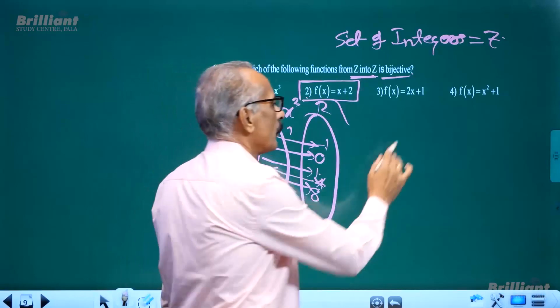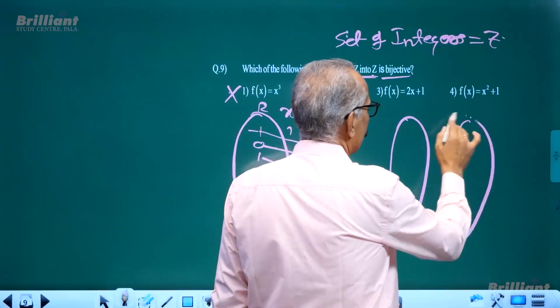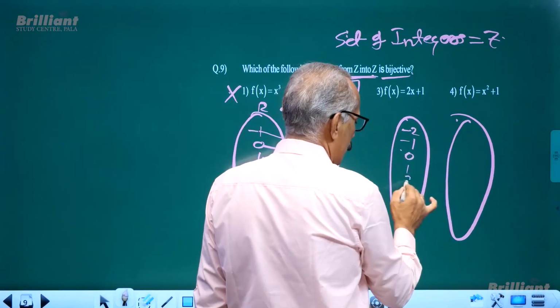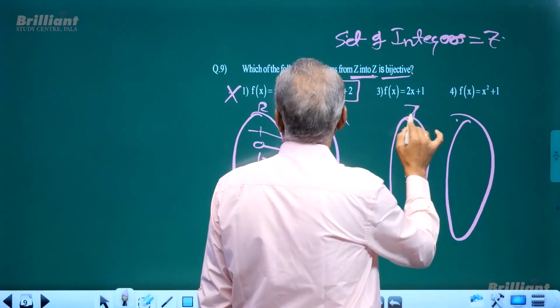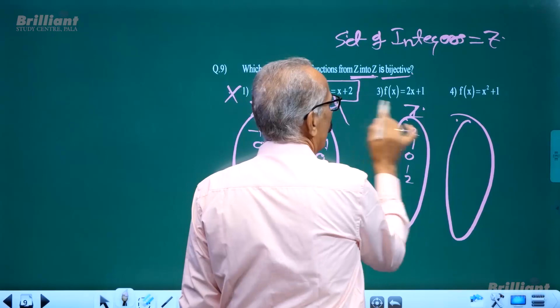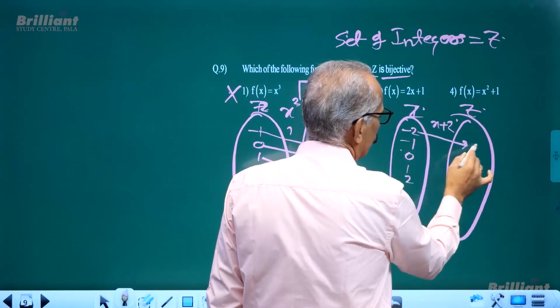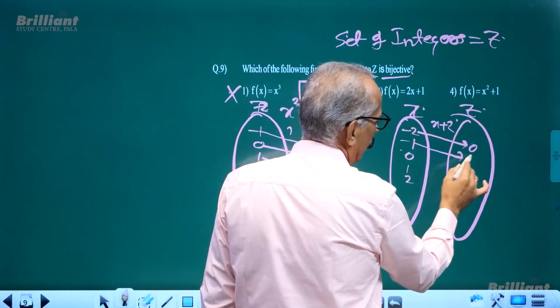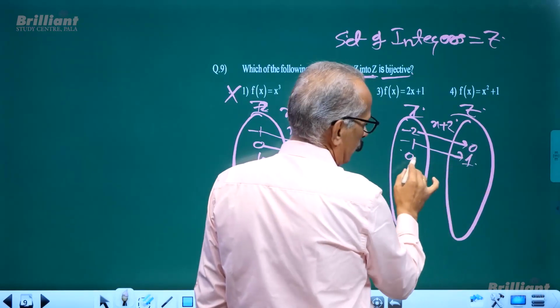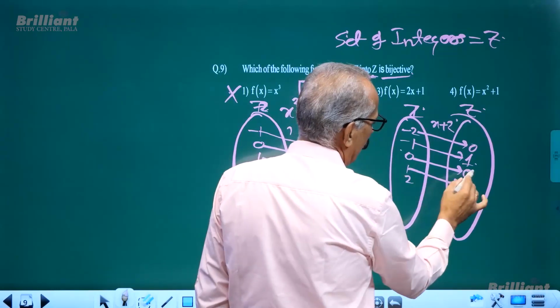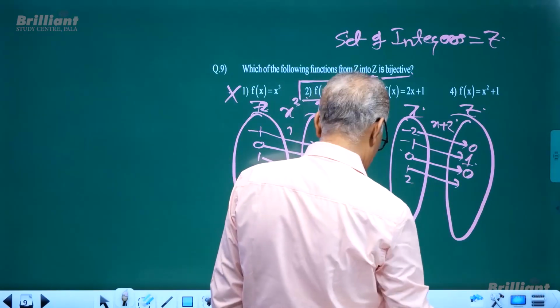Isn't it? Why? This is integer. Say it is minus 2, minus 1, 0, 1, 2, 3, etc. That is Z only. This is not R, it is Z. This also is Z. Now, x plus 2 is here. So, this will go to 0. Minus 1 will go to 1. X plus 2, this will go to 0, 0 will go to 1. 0 will go to 2, sorry.